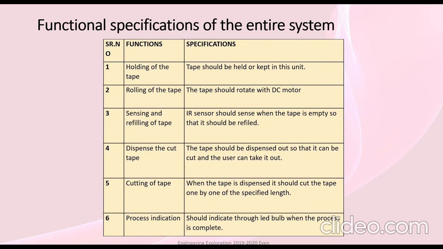Functional specifications of the entire system. Holding of the tape: the tape should be held or kept in this unit. Rolling of the tape: it should rotate with the DC motor. Sensing and refilling of tape: the IR sensor should sense when the tape is empty so that it can be refilled.